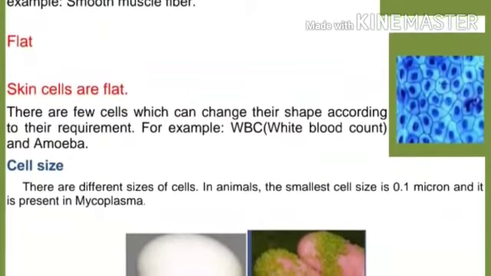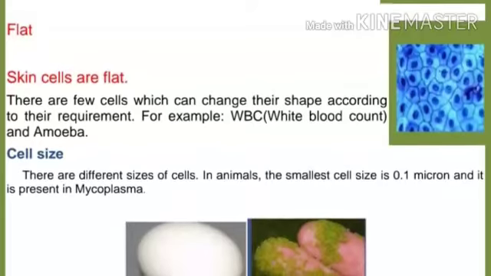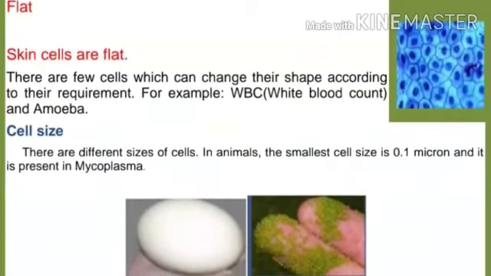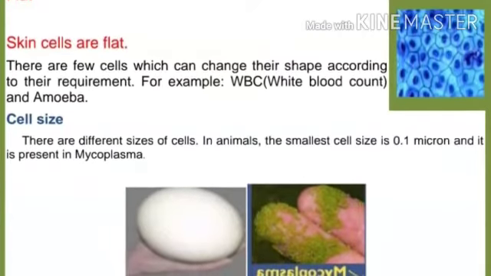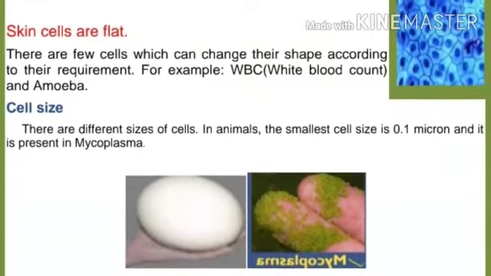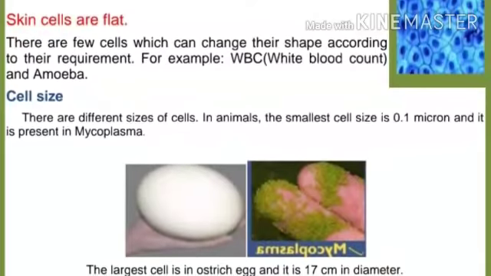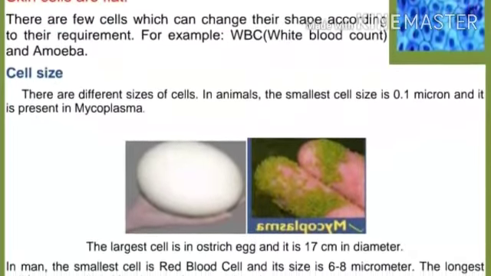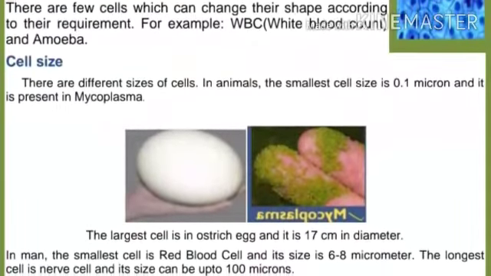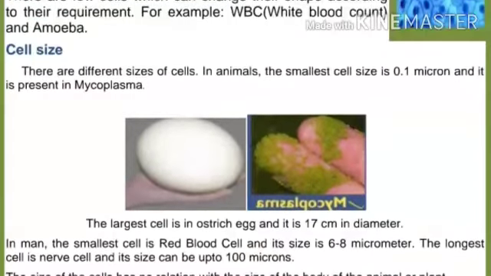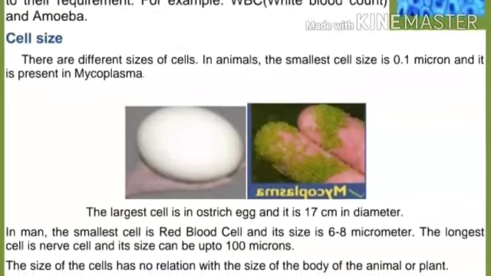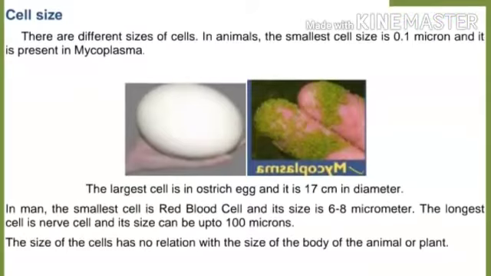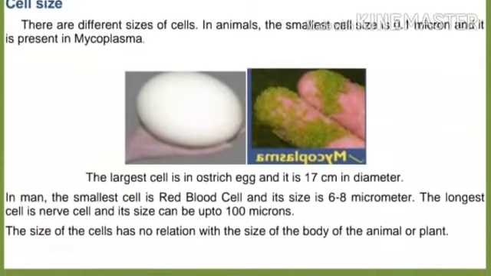Next topic, cell size. There are different sizes of cells. The smallest cell size is 0.1 micron and it is present in mycoplasma. Mycoplasma is a pleuropneumonia-like organism and it is the smallest cell. In man, the smallest cell is the red blood cell and its size is 6 to 8 micrometers. The longest cell is the nerve cell and its size can be up to 100 microns in human beings. The size of the cells has no relation with the size of the body of the animal or plant.